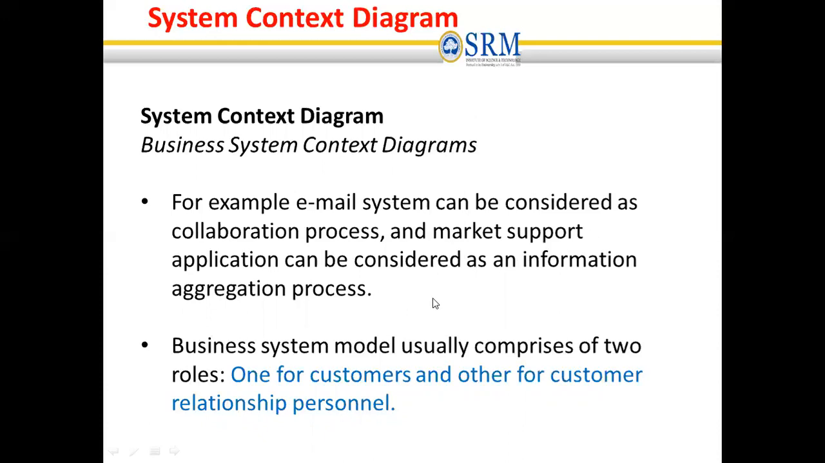In this sense, any project can be seen in terms of the processes and the context of the business. So, through the system context diagram, we can adequately express the business processes and the context that is happening in the business functionalities. The business system model comprises two roles, one for customers and another for customer relationship persons.